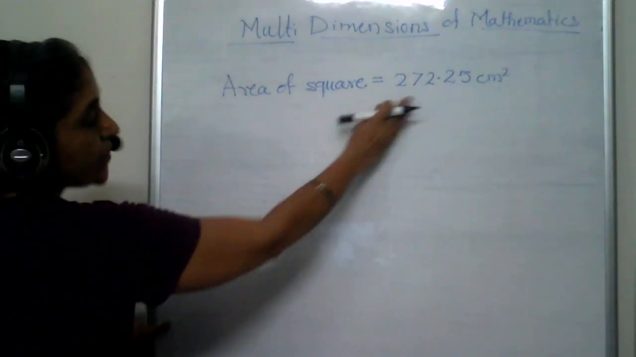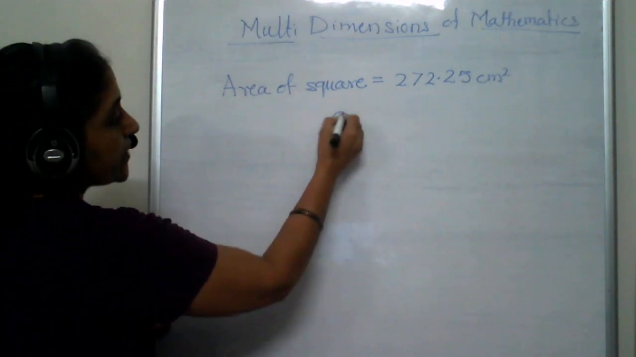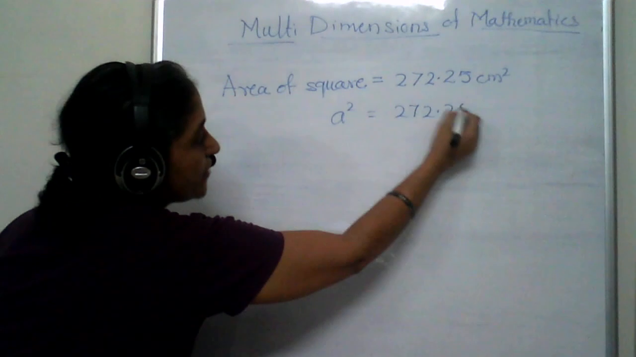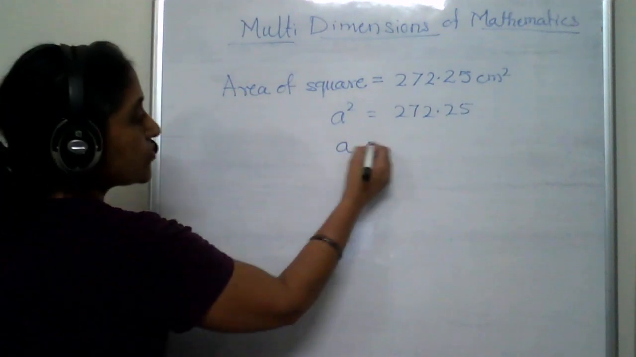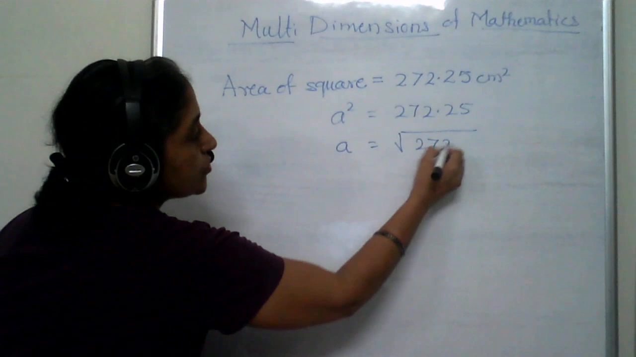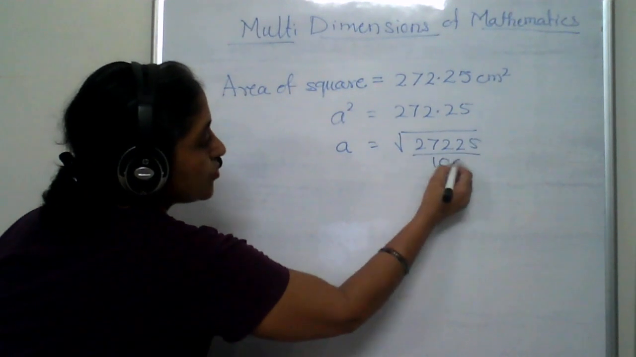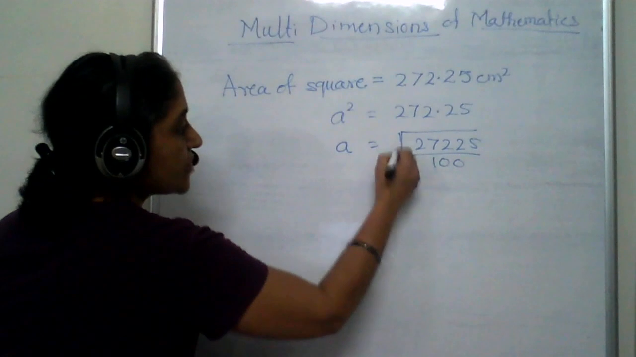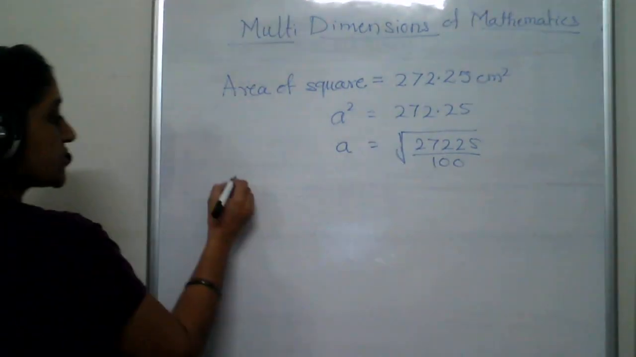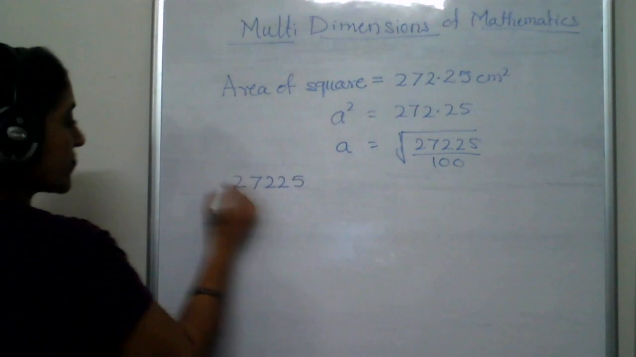Now the area of the square is given, I have written this. What is the formula of area of square? A square is equal to 272.25. Now I'll have to find the square root of this, right? Square root of 272.25 upon 100 I will do. Why? 100 is a square number, we know by 10. But we'll have to find the square root of 27225 with the help of prime factorization.